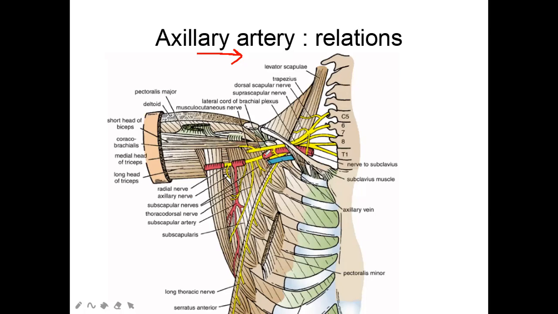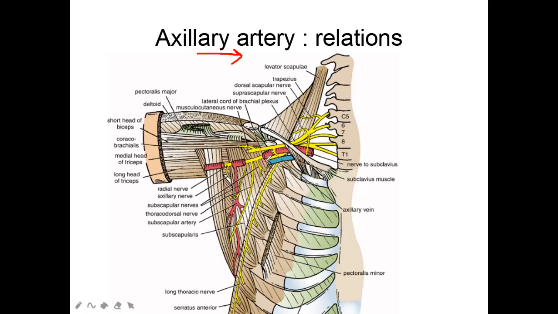So I actually say the first part of the axillary artery, in relation to the cords of the brachial plexus, the cords are lateral and superior. So the cords of the brachial plexus are superolateral to the artery in the first part. Then in the second part, the cords are arranged according to their names, so that the medial cord is medial to the artery, and the lateral cord is lateral.